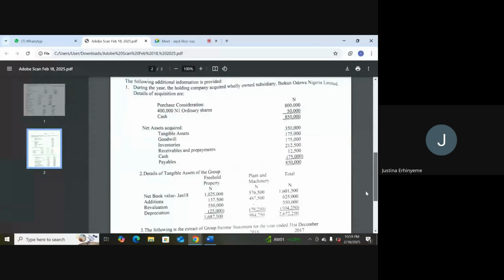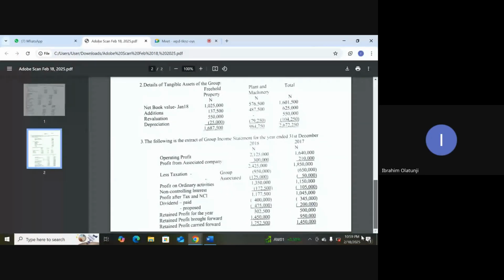Okay. Then you look at your statement of profit or loss. There's NCI here as well. You can see. I said it is 2018 that you focus on. When you are picking from your P&L, 172,500. See, 172,500. Are you seeing it now?